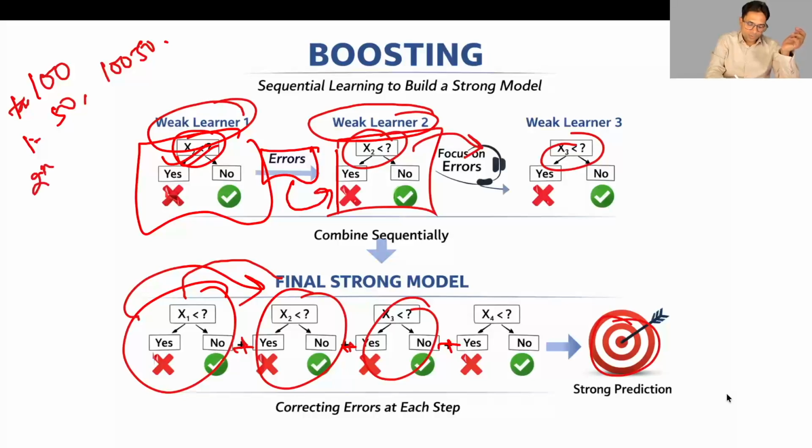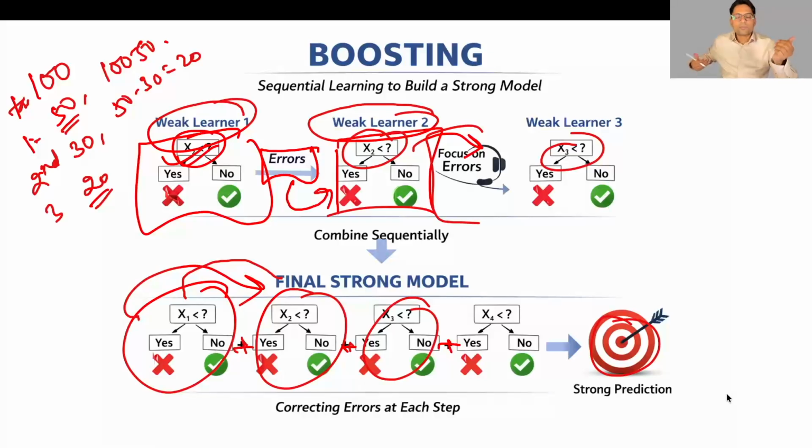So the second model will come now. It will train with some logic, some decision tree, and it will also have some error. So it will train on 50. Now say it predicts 30. So what is remaining? 50 minus 30, that is equal to 20. The third model now has to train only on 20, and so on. That's what it does.